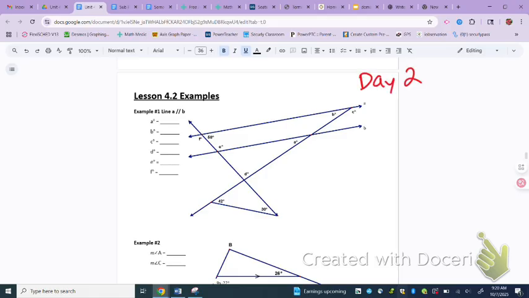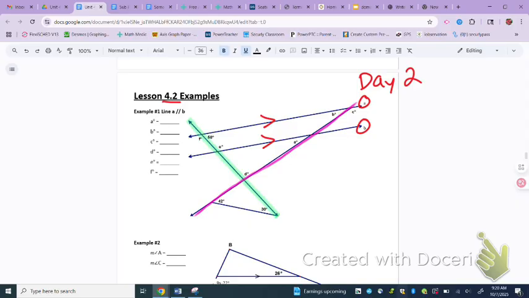This is day 2 of lesson 4.2. So we're going to use the definitions that we learned yesterday about parallel lines to find missing angles. It starts by saying line A is parallel to line B. So I've got line A and line B, and I'm going to add some parallel arrows to my diagram. And then I have two transversals. Remember we talked about transversals are lines that cut parallel lines. I'm going to highlight this one. I'm going to highlight my other transversal. And that's going to create some relationships here.